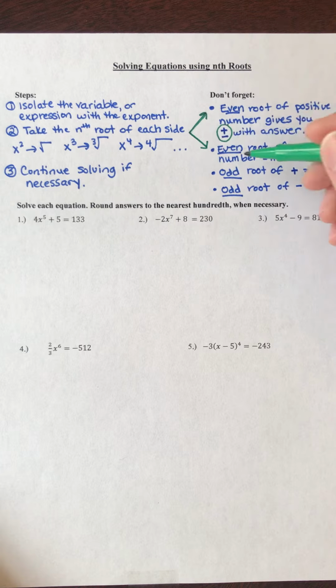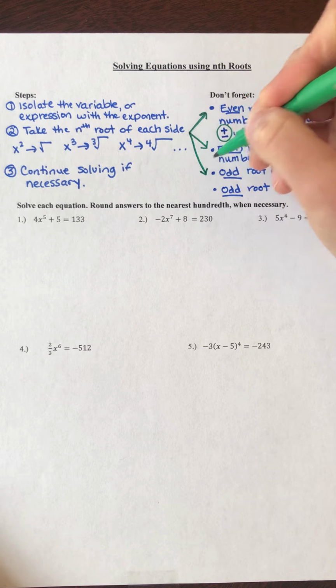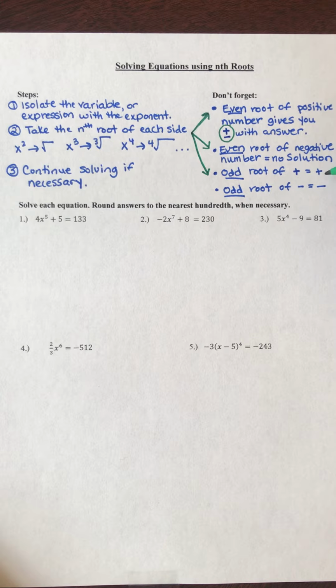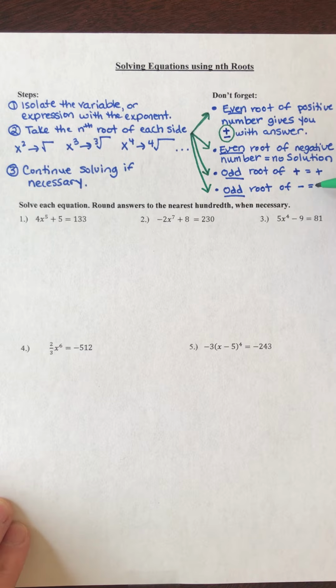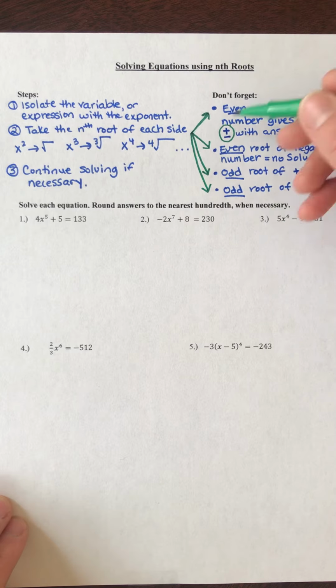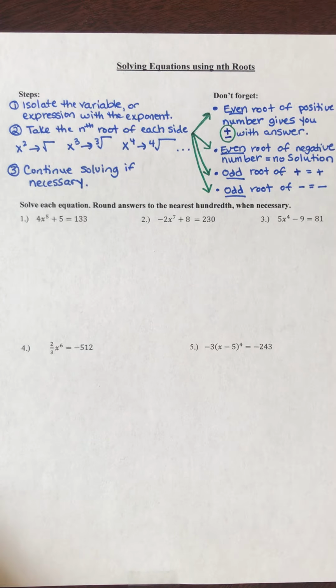You also need to remember that if you take an even root of a negative number, that's not possible, and we're going to write no real solution. So you might get an error message in your calculator and you have to think to yourself, well, I'm taking an even root of a negative and that's not possible. If you are taking an odd root of a positive number, that's fine. You will get a positive number. If you take an odd root of a negative number, that's fine too. You just have to remember your answer is going to be negative. So don't forget these rules about taking roots of positive and negative numbers.